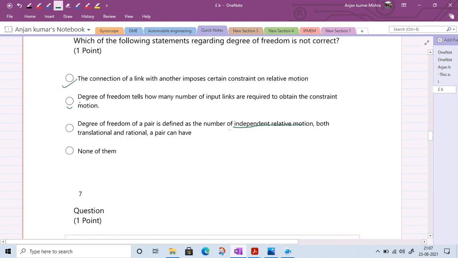So 1 is correct, 2 is correct and 3 is correct. So there is no incorrect statement here. So none of them will be the answer. So this will be the correct answer, because all the options are correct and the question asks which one is incorrect.